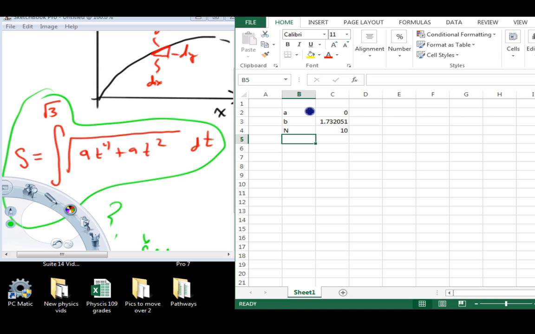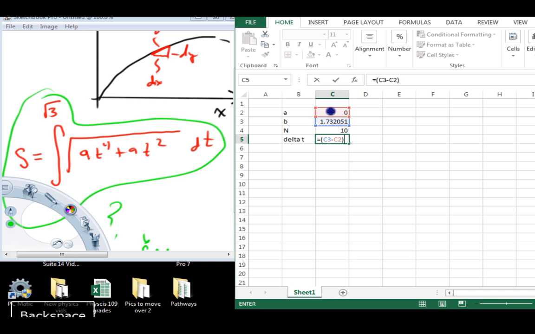We're going to need our dt here. So the dt, I'm going to call that delta t in my integral work, because I'm going to use a finite measurable delta t to estimate the dt. And it's going to equal, just like always, upper bound on t minus lower bound on t, divided by the number of rectangles. So I'm setting up a formula here to get me the delta t, 0.1732.